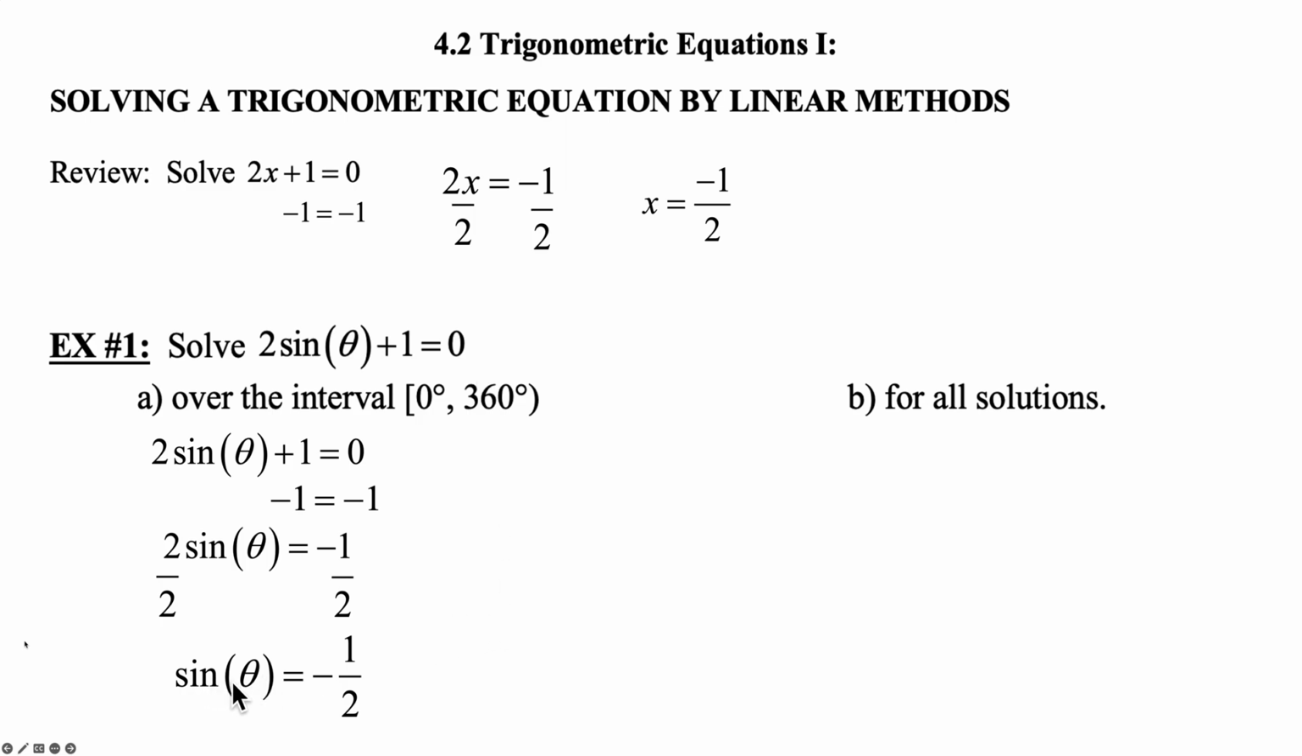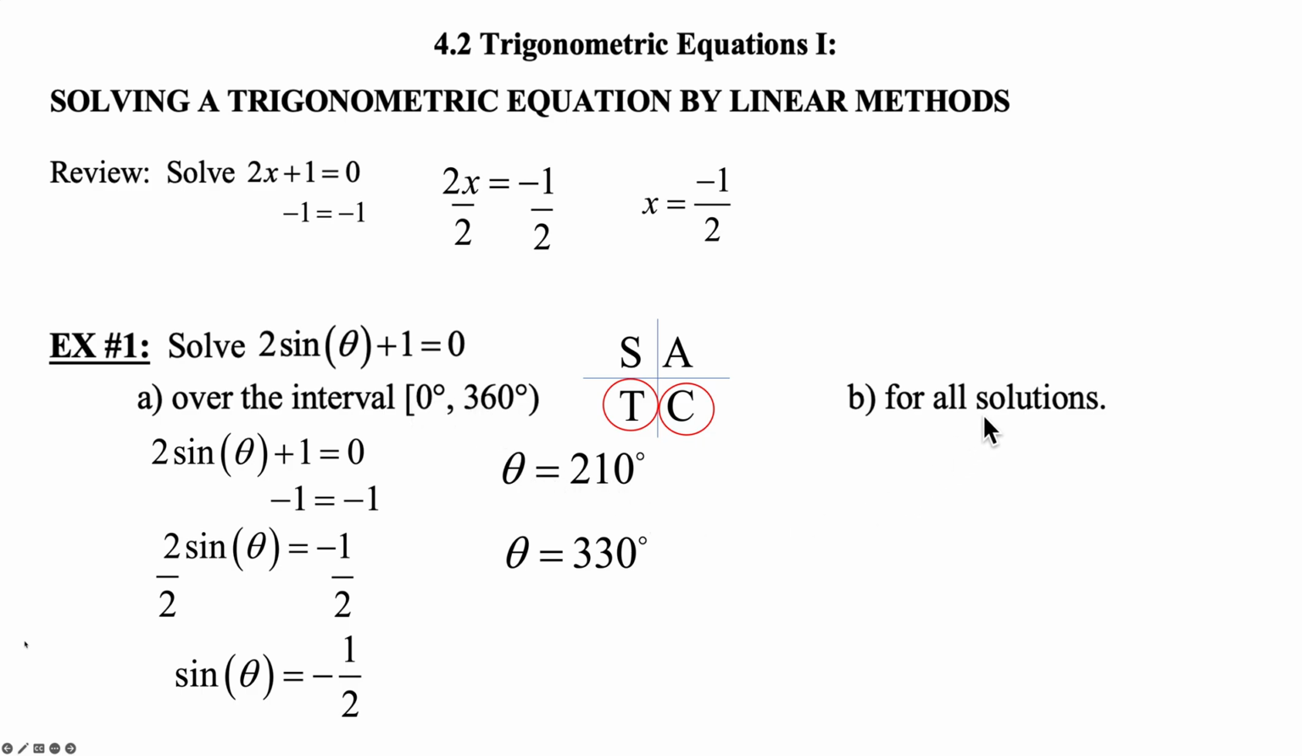Now, sine theta is equal to a negative 1 half, so I'm thinking, okay, that's going to be in quadrant 3 and quadrant 4. So I get my All Students Take Calculus. There's where I need to think about my angles. I need a 30-degree reference angle in quadrant 3 and a 30-degree reference angle here. So 180 plus 30 is going to give me 210. 360 minus 30 over here is going to give me 330. So those are my two answers from 0 to 360.